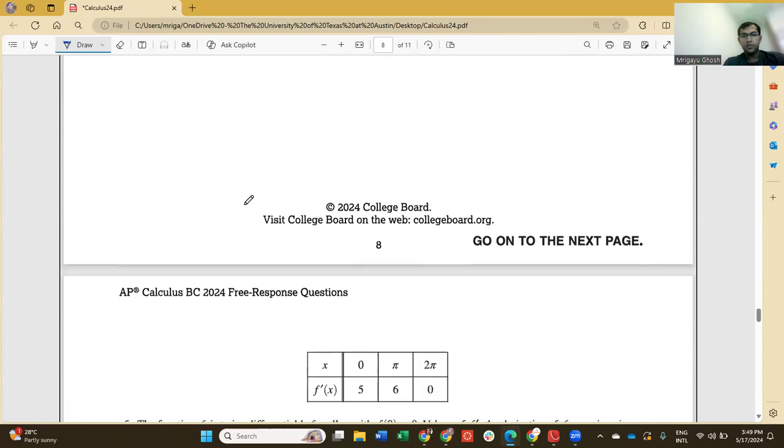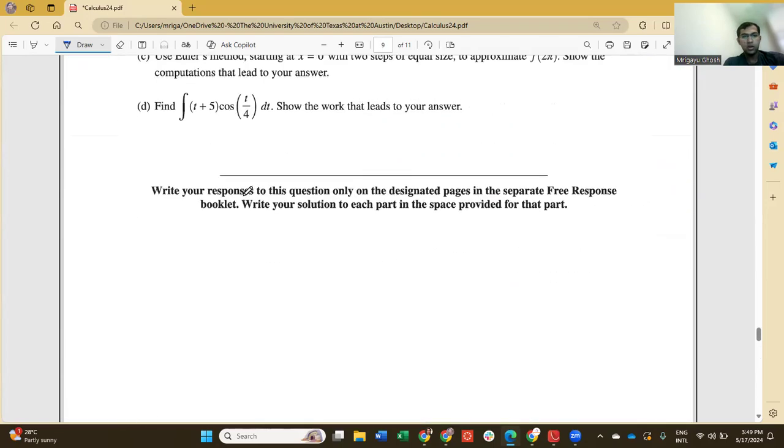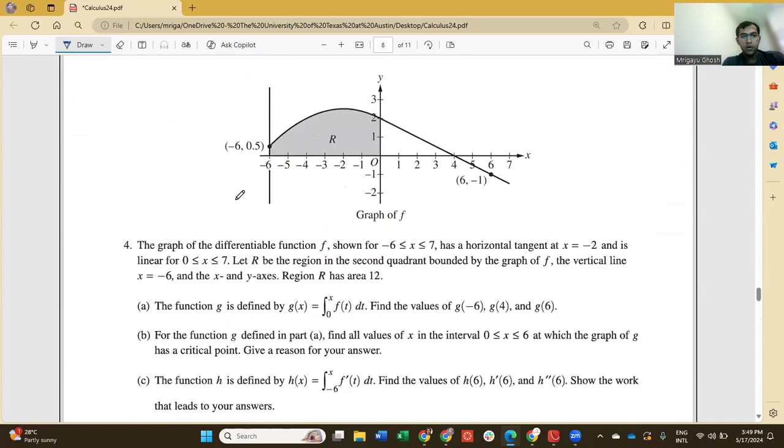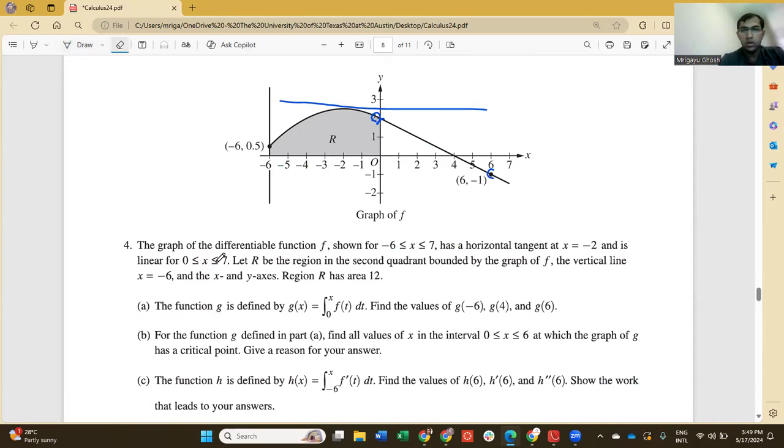All right, let's move on to number 4. How many questions are there? 6? Okay, not bad. So let's look at number 4. The graph of the differentiable function f shown for this interval from -6 to 7 has a horizontal tangent at x equals -2, which means we have a local maximum there based on the graph, and is linear for this region from 0 to 7. So all the way down to the very bottom here is linear.